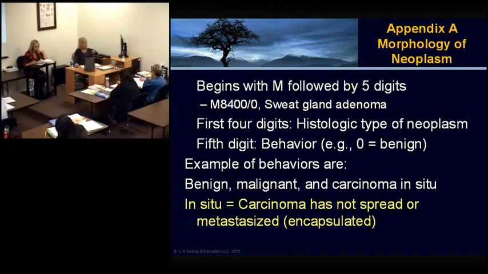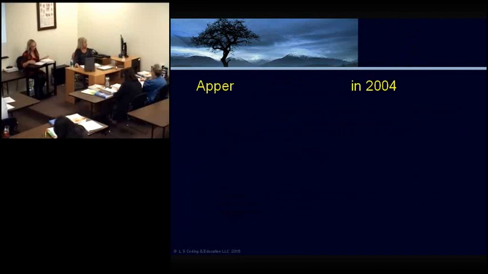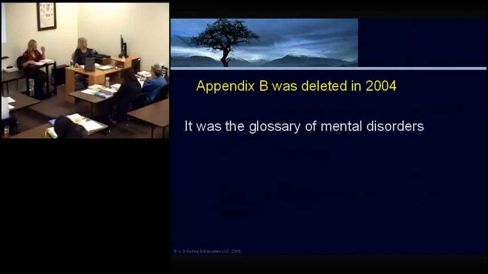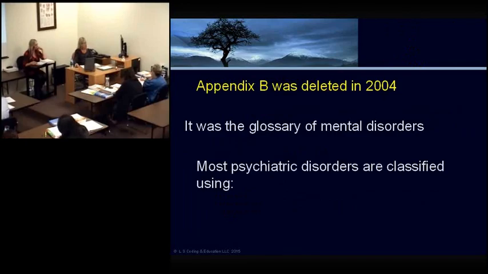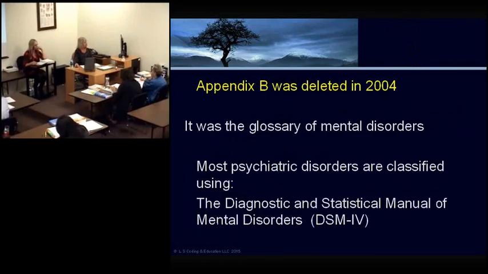All right, Appendix B was deleted. It was the glossary of mental disorders. I really miss it. They ended up putting it in the DSM-4 for psychiatrists to use. It was a great appendix because it gave you information about schizophrenia and all kinds of things, and it helped you to further classify and give you more information about it.